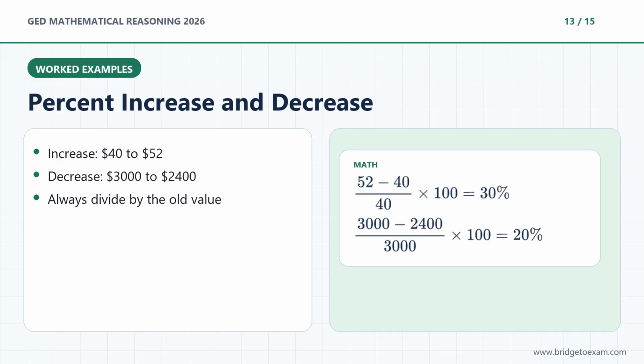If a price rises from $40 to $52, the change is 12. 12 over 40 is 0.3, so the increase is 30%. If a salary drops from $3,000 to $2,400, the change is 600. 600 over 3,000 is 20%.